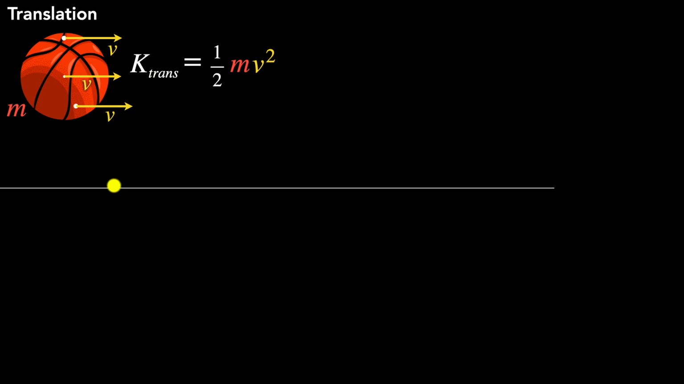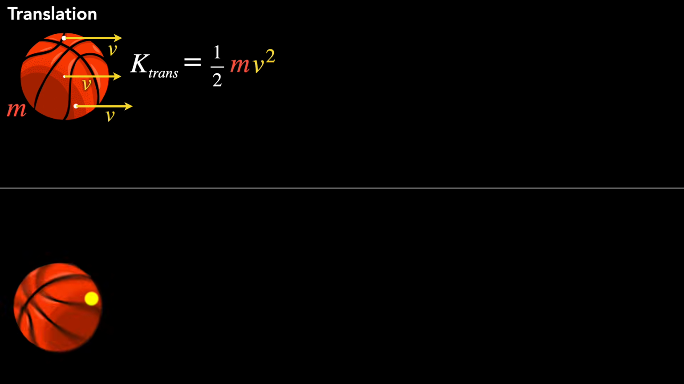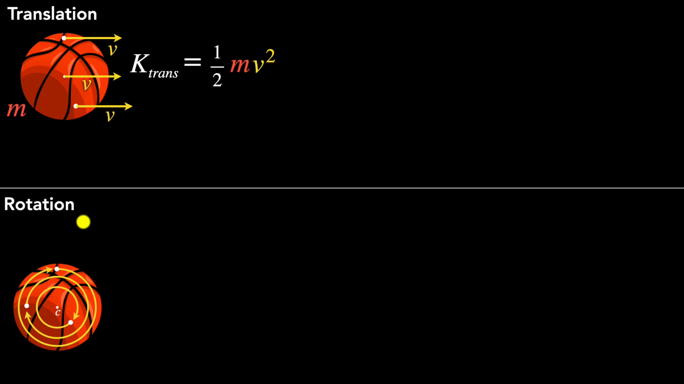In contrast, if you have a basketball that is spinning like this, then look, all particles are going in a circular path about a common axis. We call such a motion rotational motion, or just rotation.